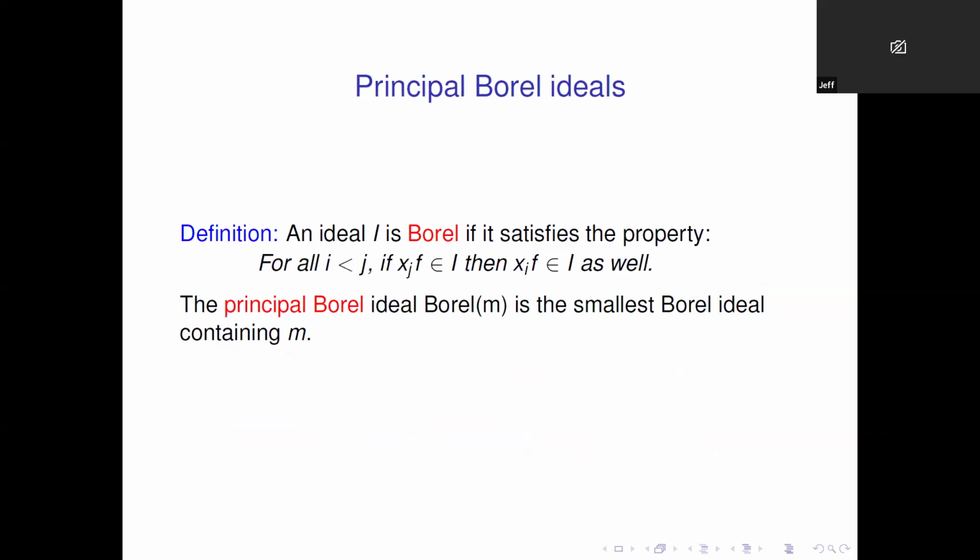Okay, so one more bit of background that I'm not going to talk about a lot. But we need the vocabulary. An ideal is called Borel if it satisfies the exchange property that you can switch any monomial that's divisible by an xj, change the xj to an earlier variable xi, and you can do that without leaving the ideal. These things are super important in a lot of ways.